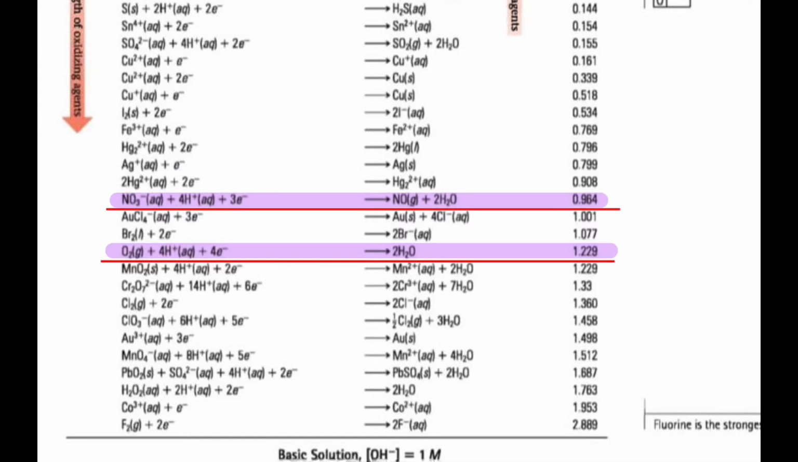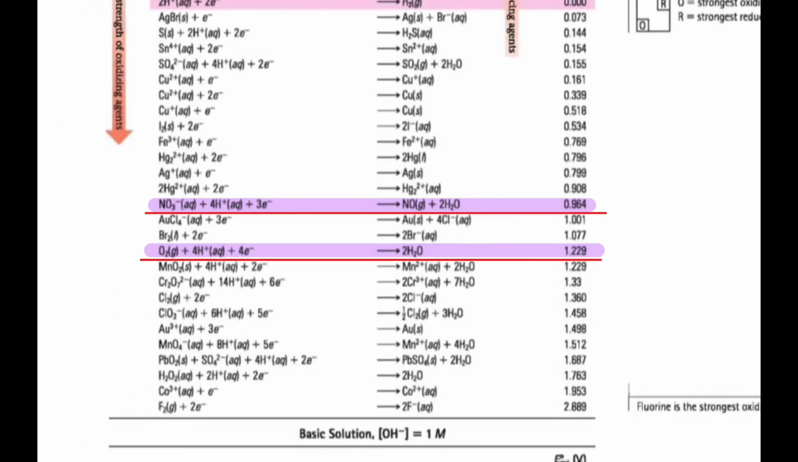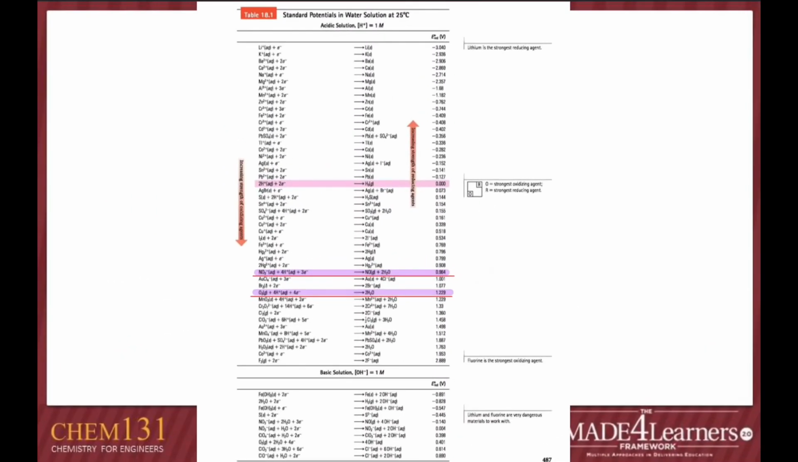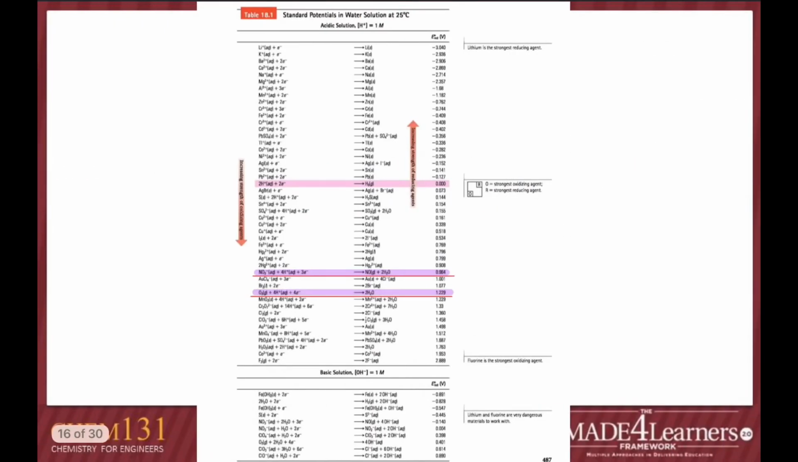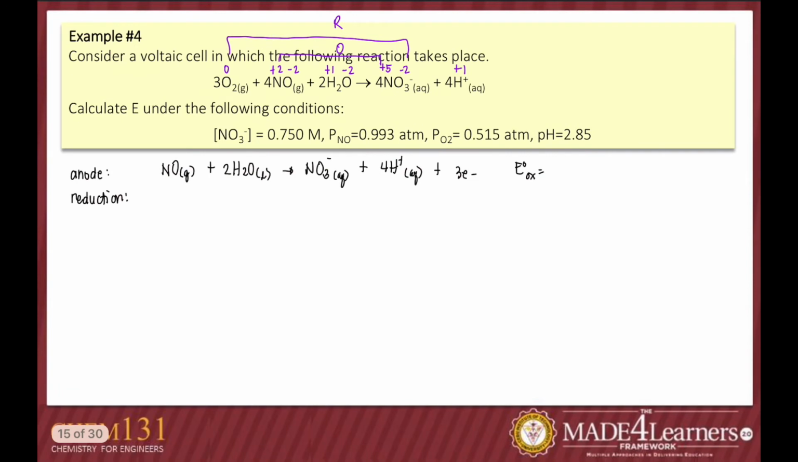So for NO, we just reverse it, NO to NO3-. Okay. So plus 2H2O, that's a liquid, and then producing nitrate plus a hydrogen ion plus 3 electrons. And the standard oxidation voltage is, so we reverse it, so it becomes negative 0.964 volts.